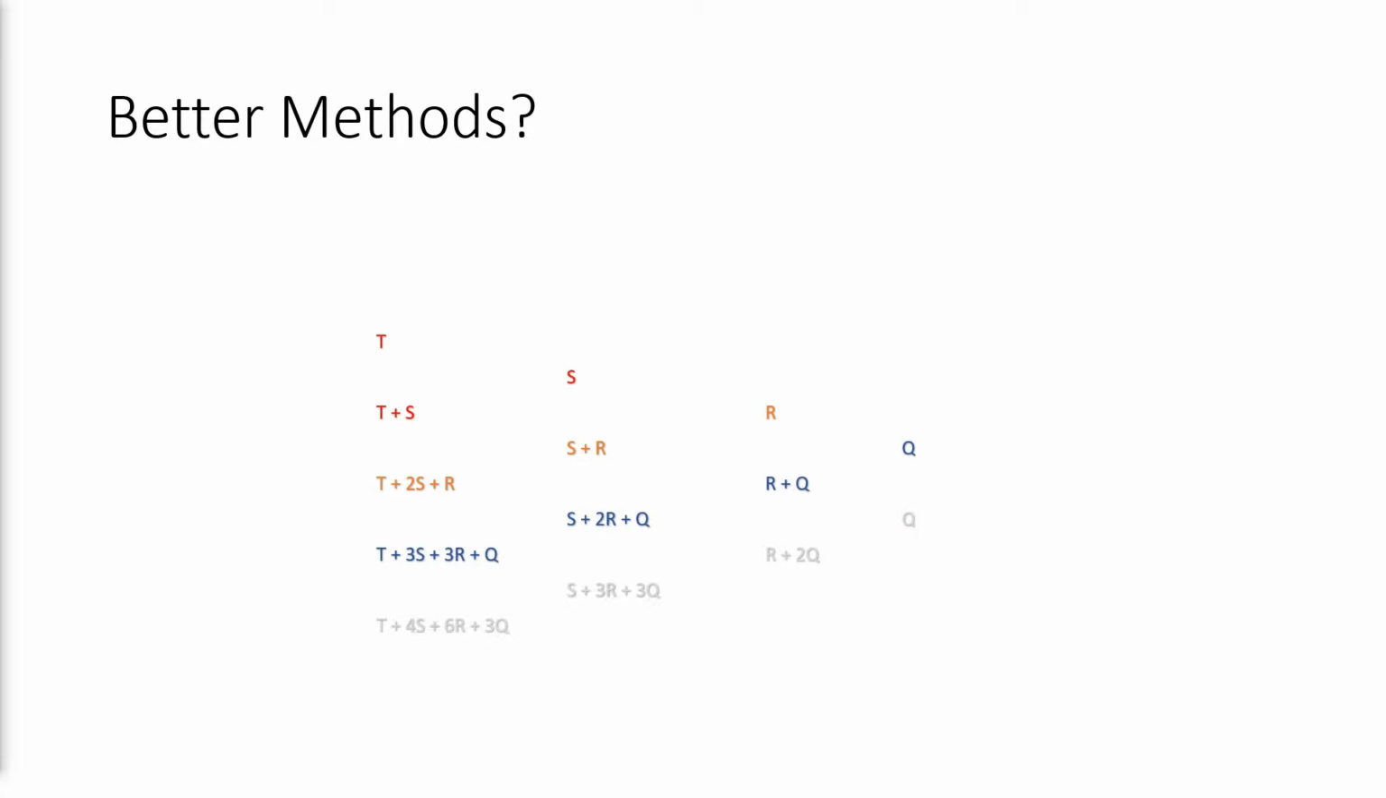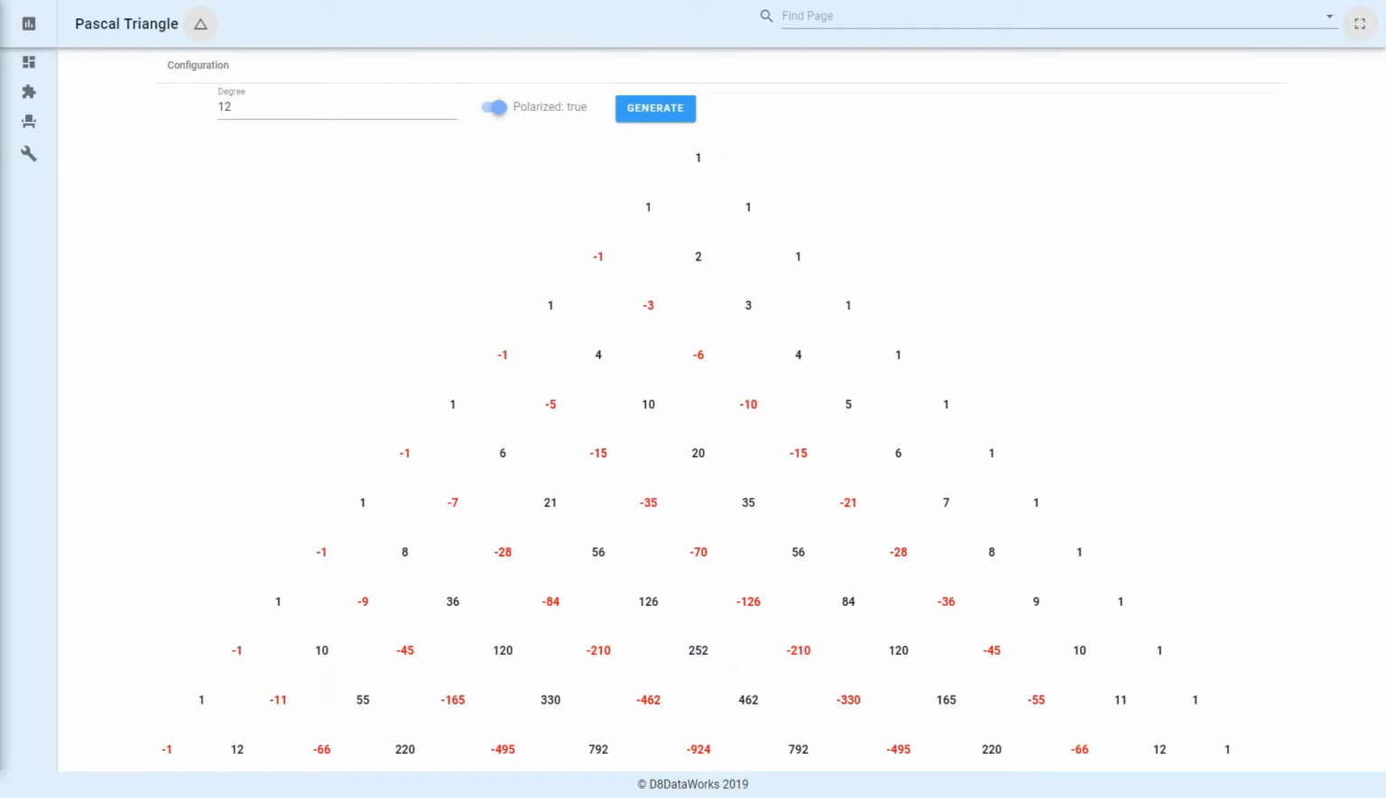Let's try this. In this slide, we place all of our variables at the top of the triangle. And look what happens. The equations at the base of the triangle are precisely rows of the Pascal triangle, without any polarization. By polarization, I mean positive and negative columns. So if we end up using this method to create our matrix, we'll no longer need the polarized Pascal triangle.